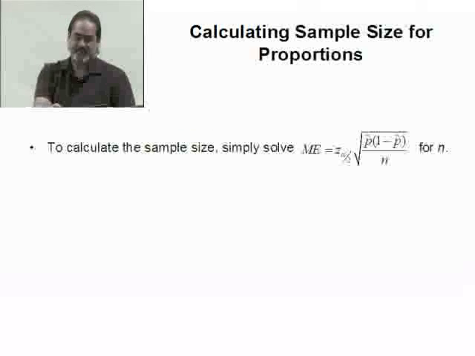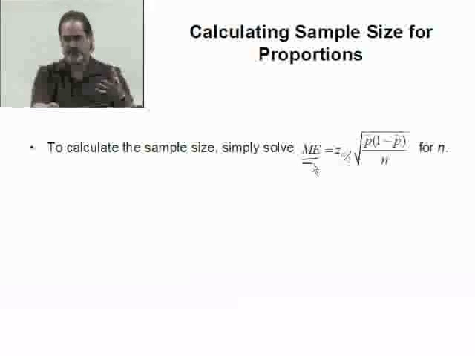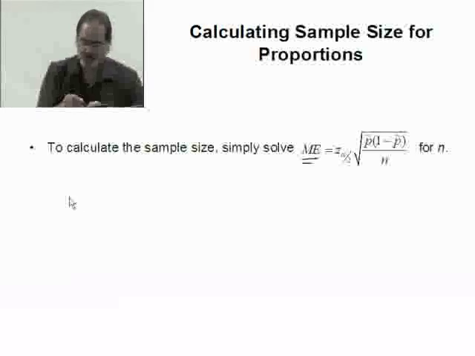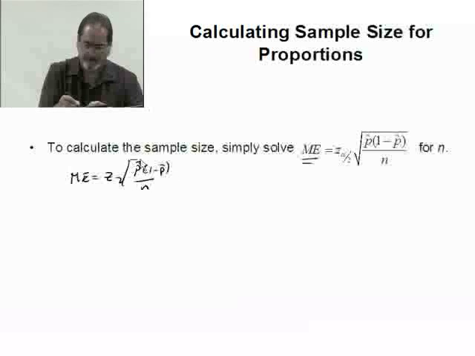Okay, now to calculate the sample size, all we're going to do is say this is the margin of error, so we're going to set it equal to what we specified the margin of error to be. Maybe 1.5%, 2%, 3%, whatever. And then just solve for n. Let's just do a little algebra here. I have the margin of error equals z of alpha over 2. I'm going to skip the alpha over 2 just because of the way I'm writing it, which makes it a little bit easier. Times the square root of p hat, 1 minus p hat over n.